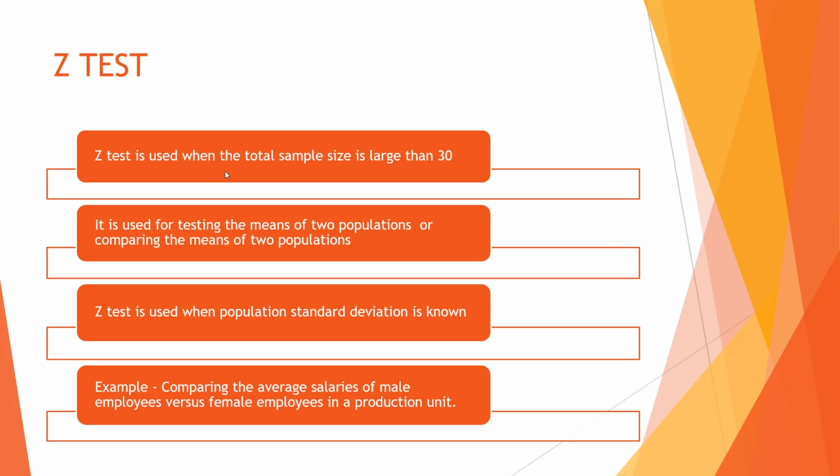It is used for testing the two populations. Now here in the example there are two populations. One is male employees, whereas another population is female employees. Now we are comparing the two populations and that is known as Z test. So it is a test used for testing the means of two populations. Keep in mind there are two populations, male employees and female employees, and when the sample size is larger than 30, then we will use the Z test.